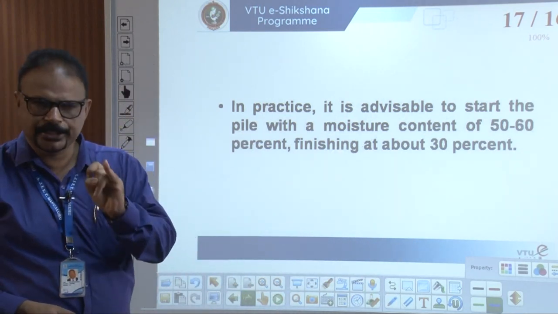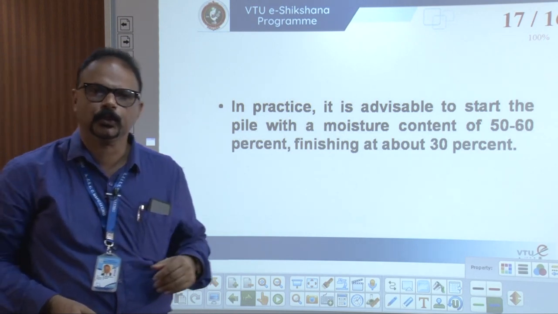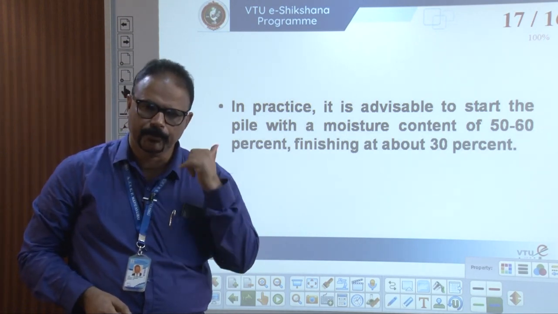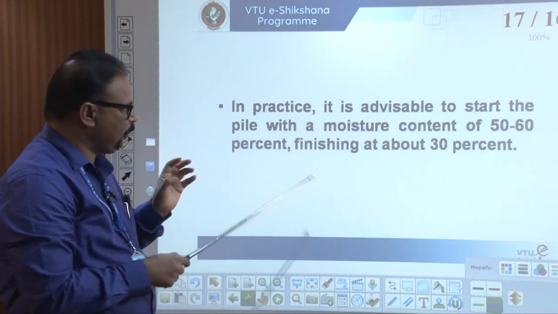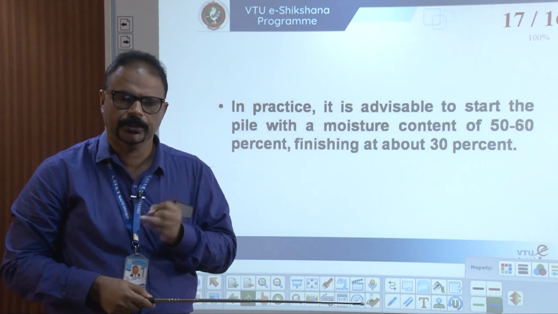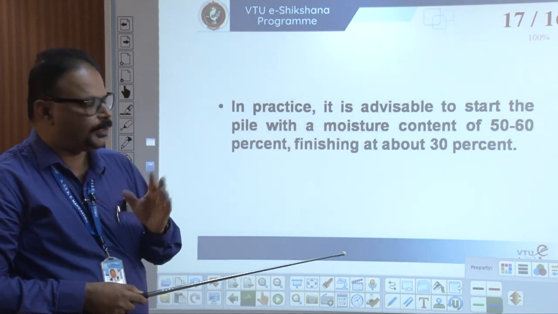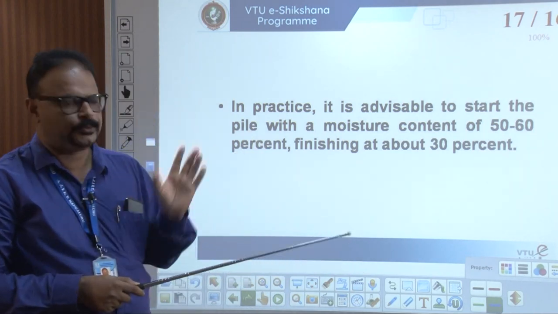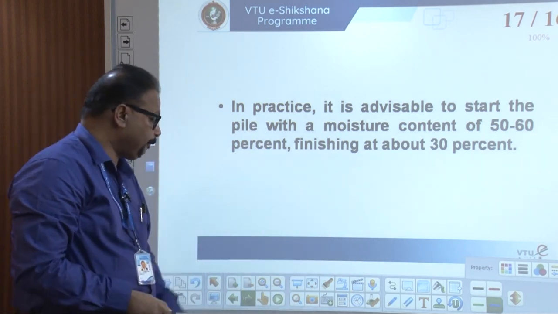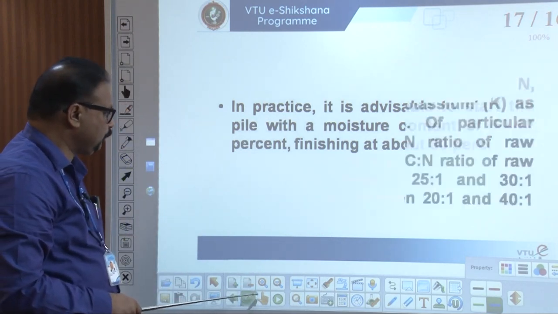Air is very important. Moisture is also very important for the growth of microorganisms. If air and moisture are not properly available, the composting process is very slow and the growth of microorganisms is also limited. So we need both; they are very important factors for composting.